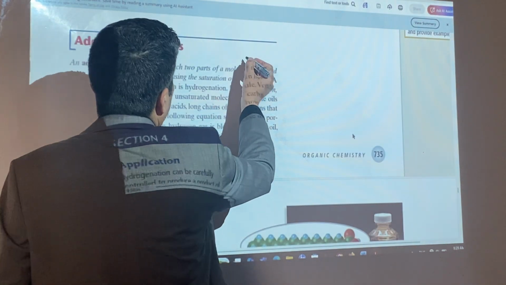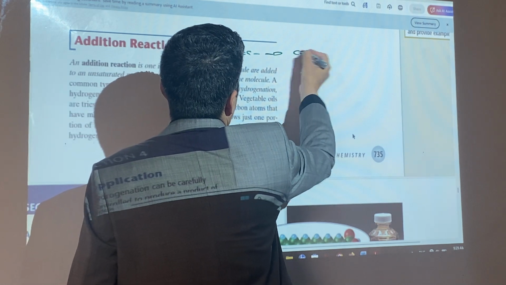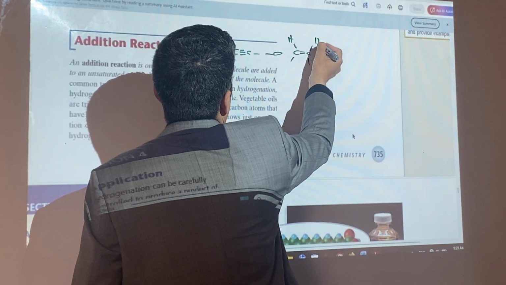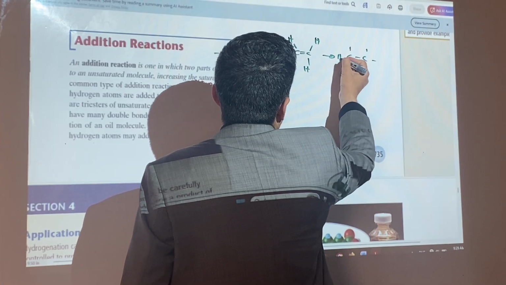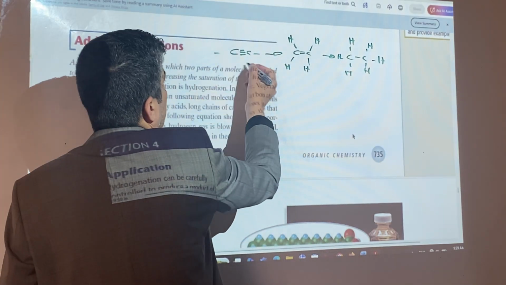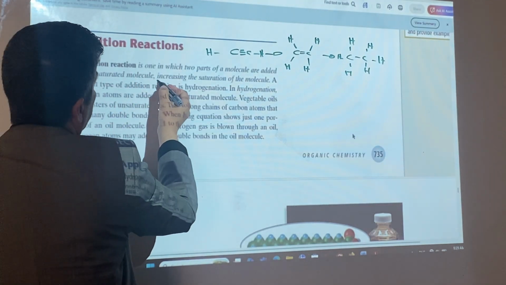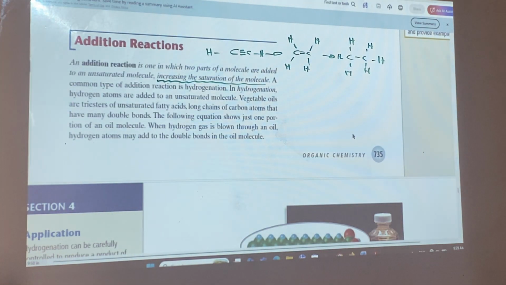Why? Because we have a triple bond, which we change to a double bond, and then to a single bond. That means the saturation will increase after the addition of hydrogen to this compound. The addition reaction leads to an increase in the saturation of the molecule. That is a very important note. Why? Because a triple bond changes to a double bond, and a double bond changes to a single bond.